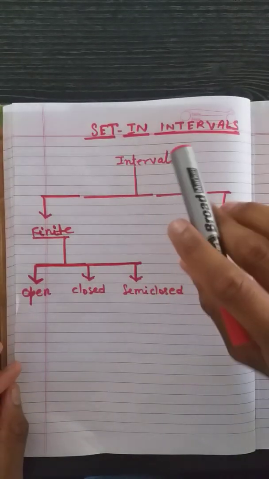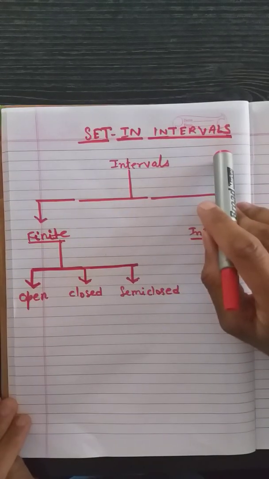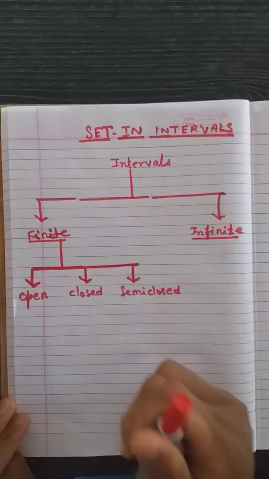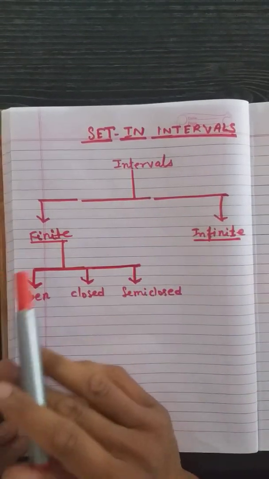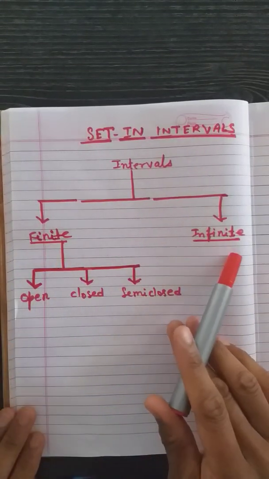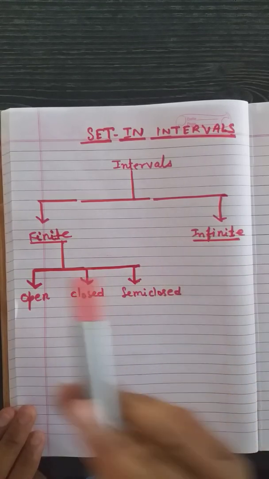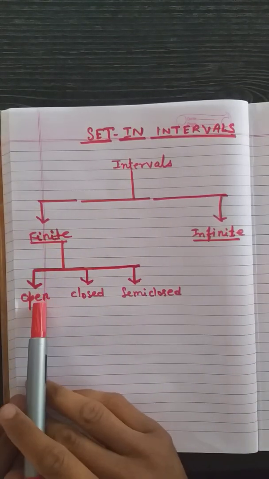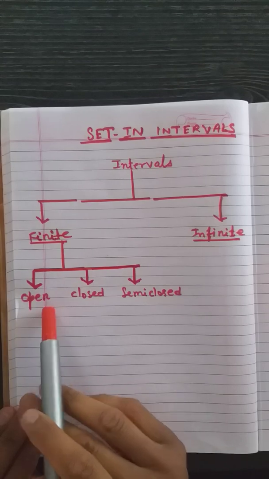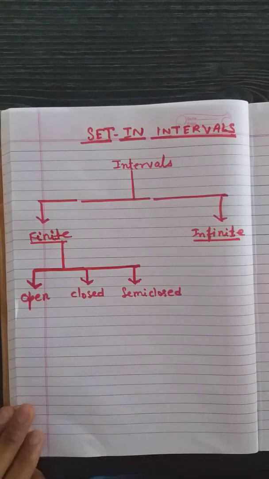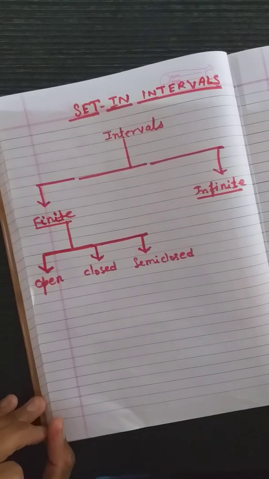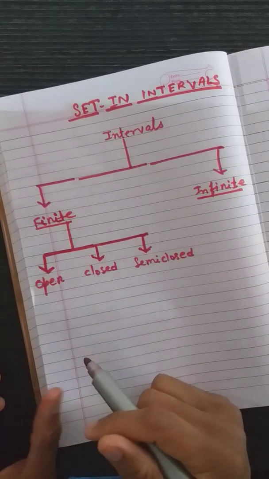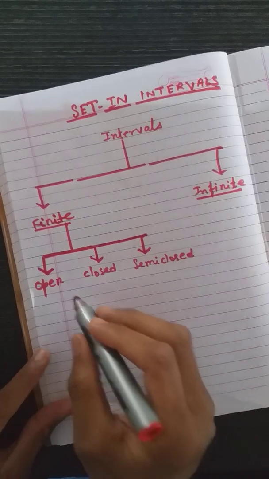Today we'll discuss set intervals. Intervals can be categorized in two ways: finite interval and infinite interval. Finite interval may further be categorized into open, closed, and semi-closed. Let us start from the finite interval. The subheading is open interval.